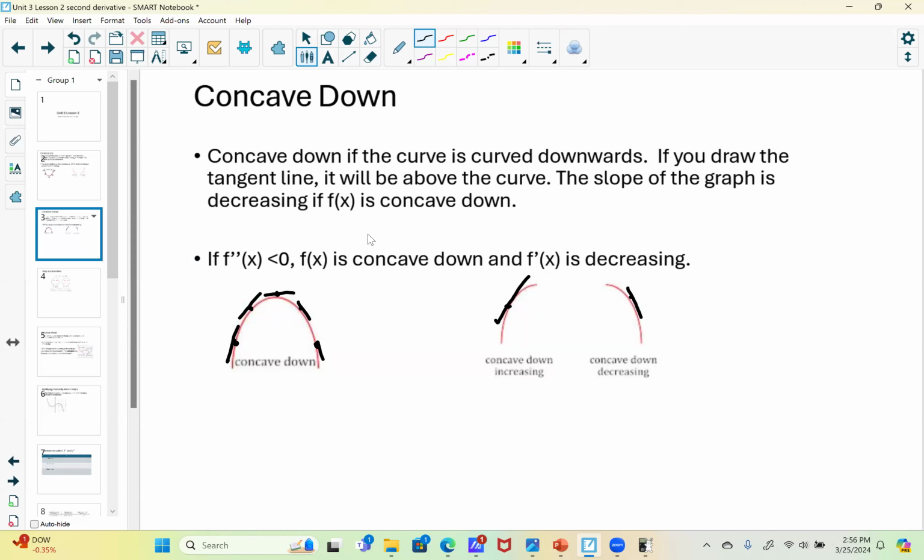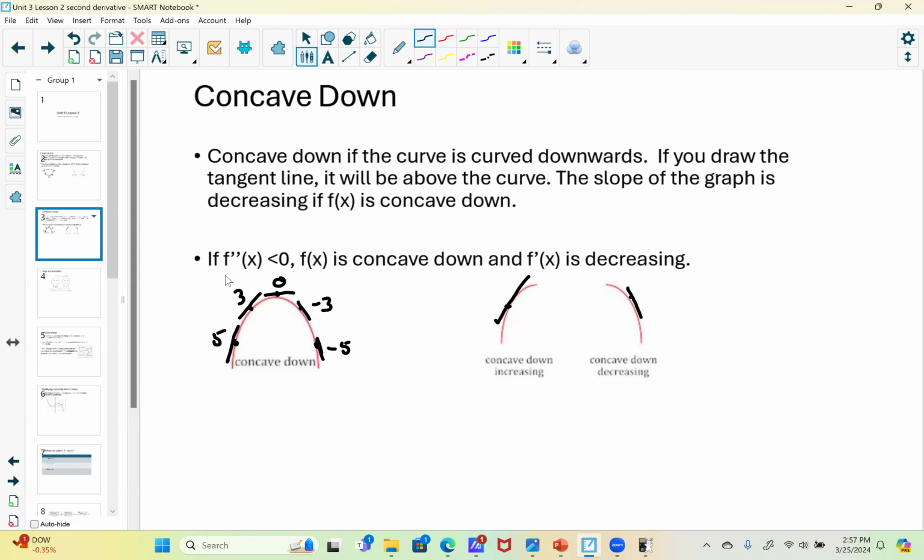Now, the slope of the graph is decreasing if my function is concave down. So here, this slope would be like a +5, and this one would be a +3. This slope would be 0. This slope would be -3. This slope would be like a -5 because it's a steeper negative slope. So here we can see my slope goes from 5 to 3 to 0 to -3 to -5. And so my slope is decreasing.